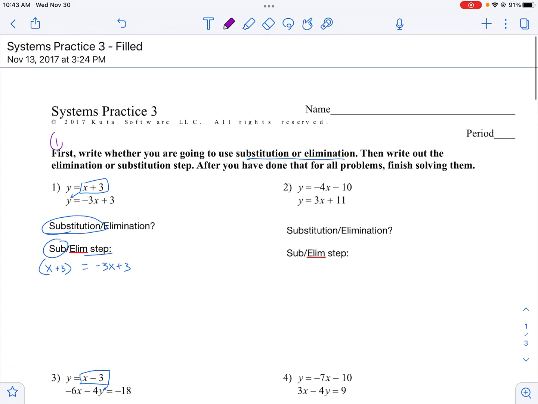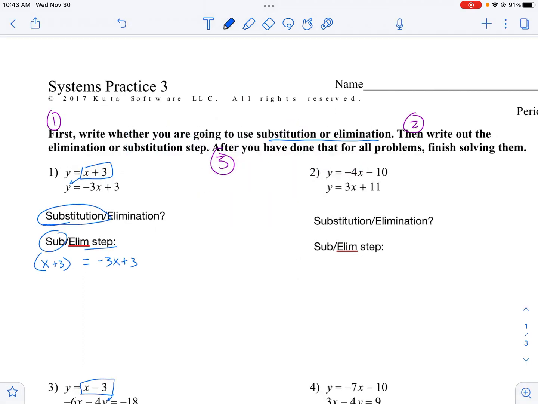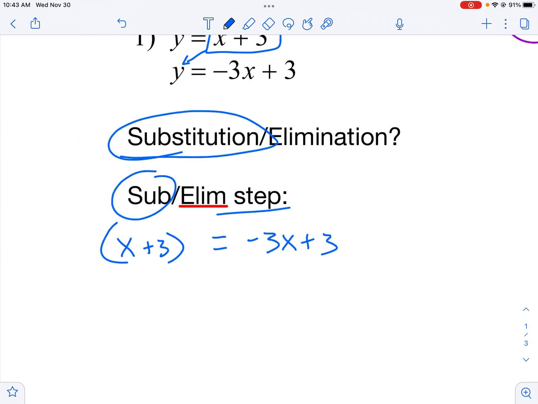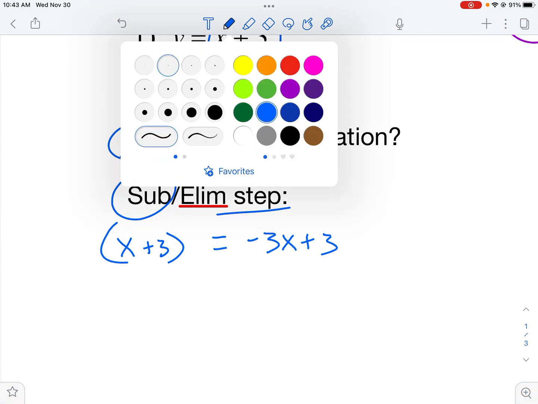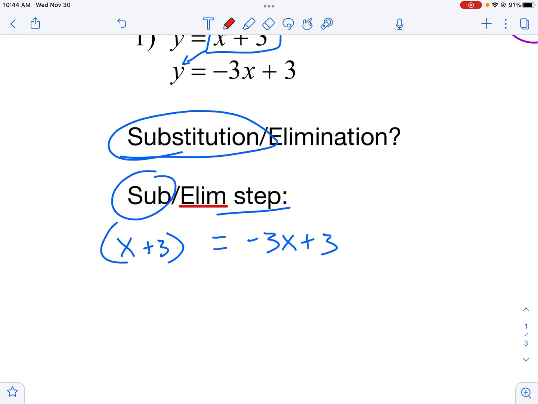So that's what's going on for step 2. So you can think of it as step 1, step 2, and then we got our third thing, which is, after you've done that, then finish solving them. So yeah, after you've done your substitution, after you've done your elimination, go ahead and finish solving. So let's go to number 1 and finish some solving so you can see it. I'm going to switch to red to finish solving.